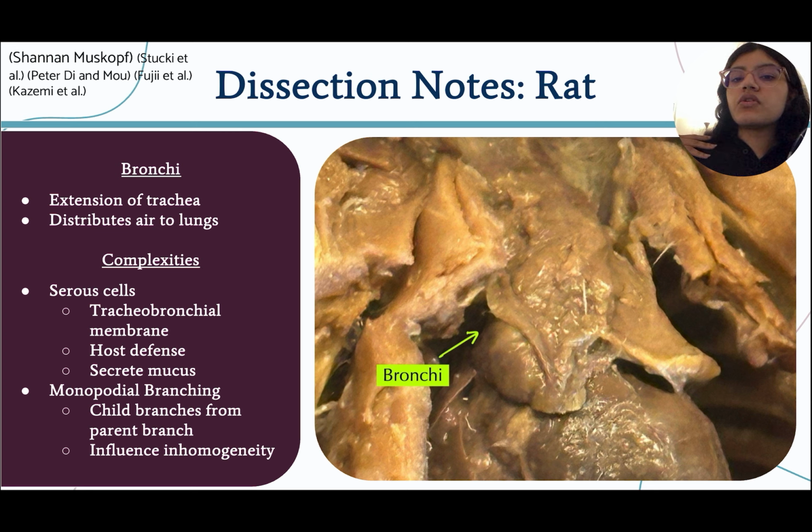Now, the bronchi also has monopodial branching. This type of branching is when the bronchi branch down with two parent stems like this, and then there's child bronchi that branch off of each stem. This is different compared to humans because humans have dipodial branching, where each branch will branch off of one another. There's no parent branch. This influences inhomogeneity, which is essentially the lack of uniform distribution of air towards the lungs. And this can be explained by the different count of lobes in each side of the lung in the rat.